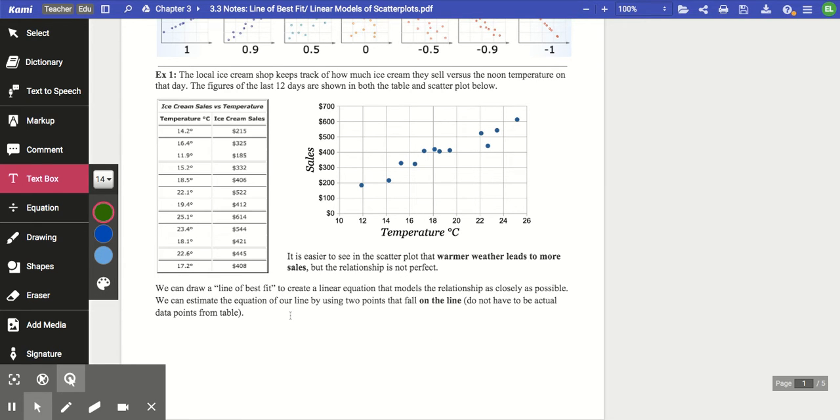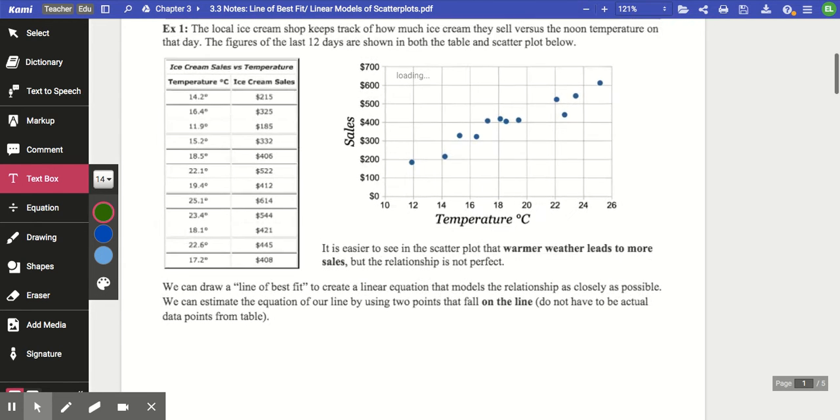In example 1, the local ice cream shop keeps track of how much ice cream they sell versus the noon temperature on that day. The figures of the last 12 days are shown in both the table and the scatter plot. It is easier to see in the scatter plot that the warmer weather leads to more sales, but the relationship is not perfect. However, we would say that this has a positive correlation that is fairly high.